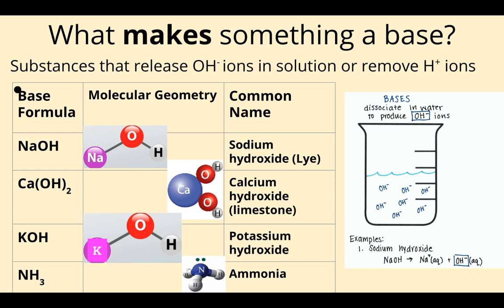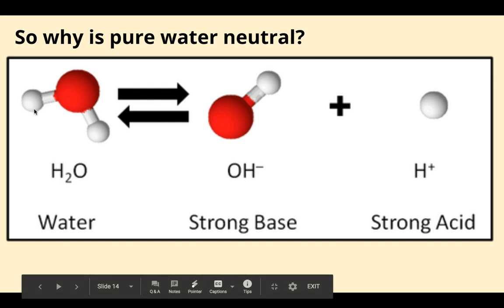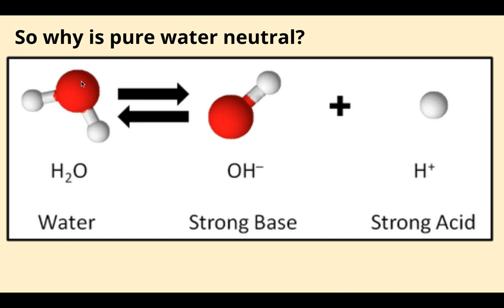So what about neutral? Why is water neutral? Do you have an idea? Well, what is water? It's hydrogen and hydroxide put together. It's H2O. So if we combine a base and an acid, we get neutral. They neutralize one another. And in its essence, that's what water is, a hydrogen ion and a hydroxide ion combined.